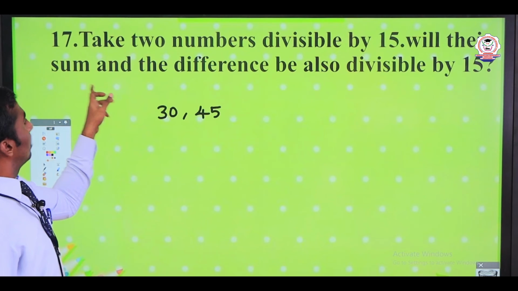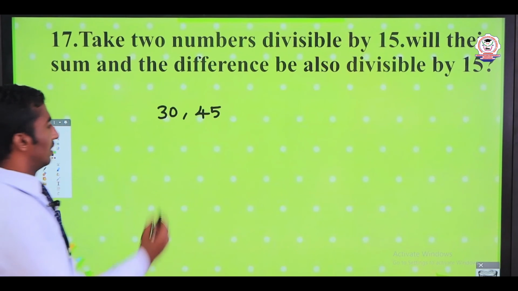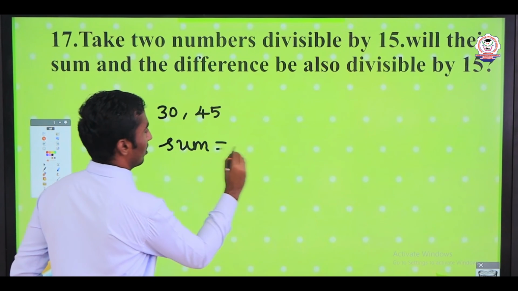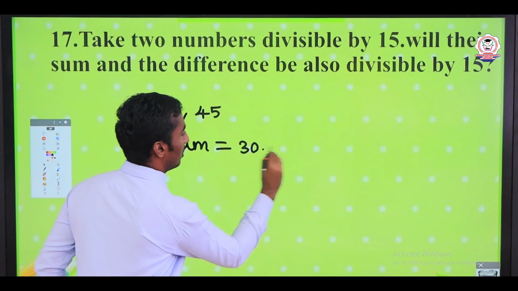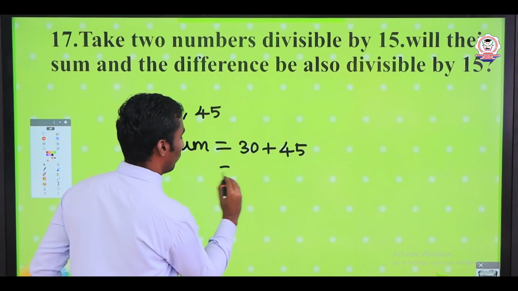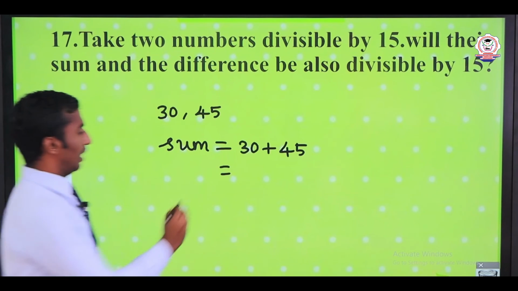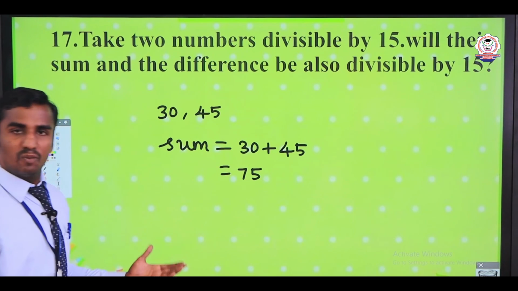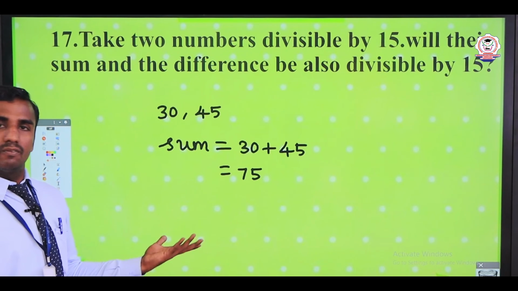Next, will their sum? So sum means addition. So sum equal to 30 plus 45. So 30 plus 45 equal to 75. 75 is divisible by 15th table. How many times? 5 times.